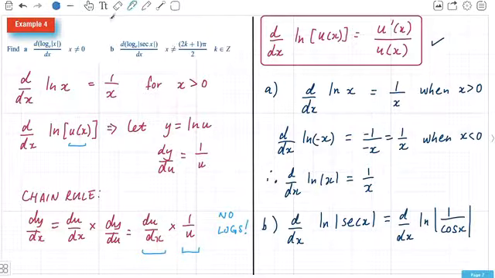And we've also got this particular restriction on x here. Now this is basically stopping cos x from being 0. We know that the denominator has to be non-zero. If x was, for example, pi on 2 or 3 pi on 2, etc., cos x would be 0.